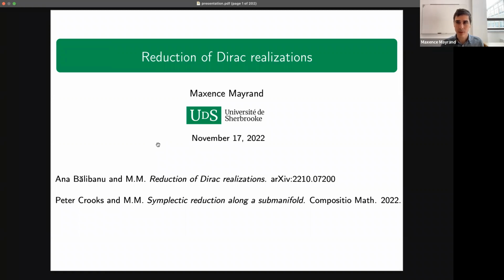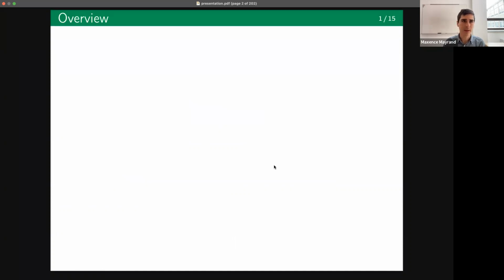The goal of this talk is to introduce a paper that Ana Balibanu and I just posted on arXiv a few weeks back, called Reduction of Dirac Realizations. It also builds on some previous work with Peter Crooks on symplectic reduction along a submanifold. Peter already presented this paper at this seminar about a year ago, but I will recall a few key points for motivation. So, let's begin with a brief overview of the main ideas of this talk.